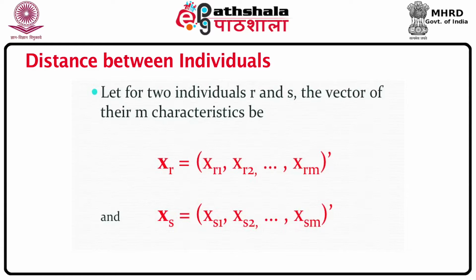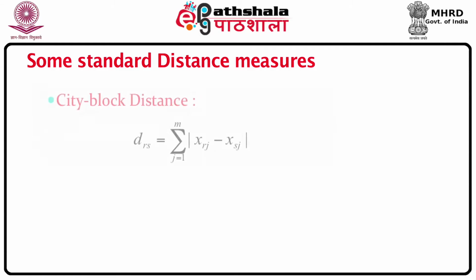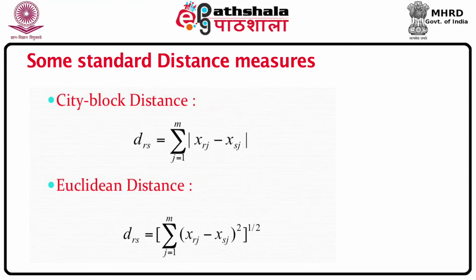There are various measures that we can use. The simplest of these measures is referred to as the city block distance or the Manhattan distance. This is given by the summation of the absolute difference between each of these characteristics of the two individuals. So, it is summation j equal to 1 to m modulus of xrj minus xsj. As opposed to this, the other very popular measure that is used is the Euclidean distance, which is the square root of the square of the difference between each of the characteristics of the rth and the sth individual.